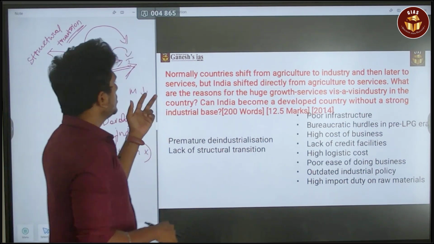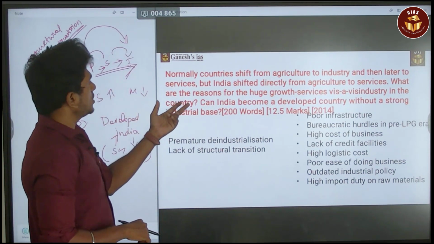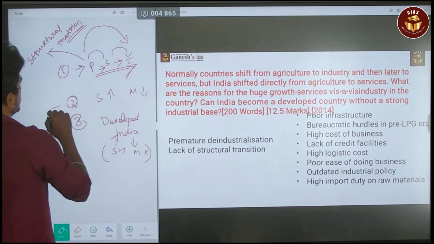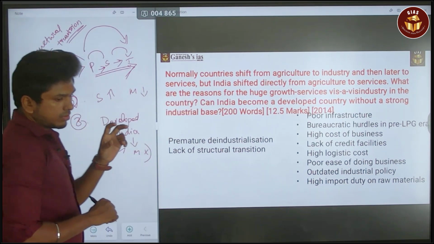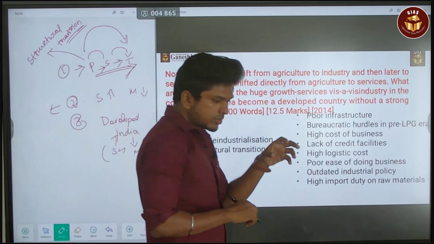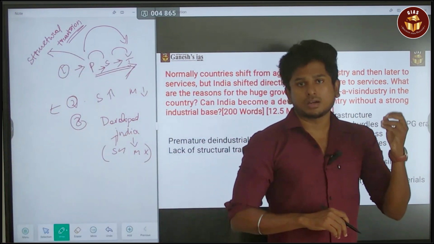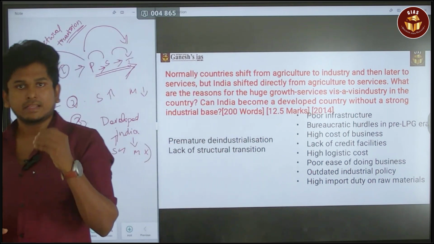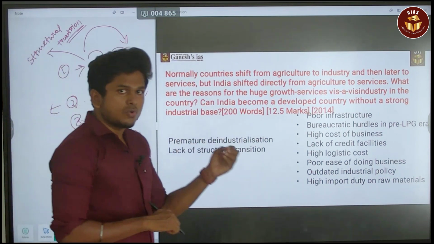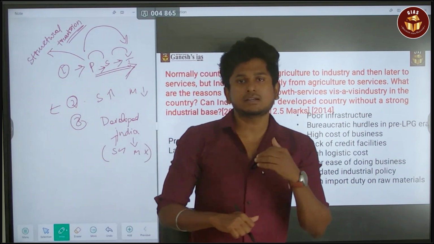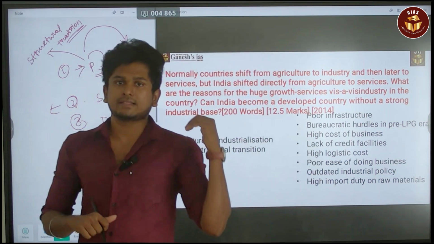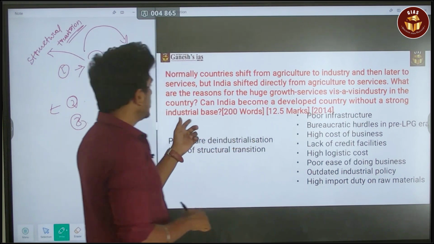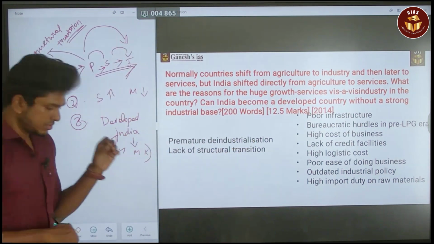Then the question is asking about the reasons for the growth of the service sector. So you need to know what reasons contributed to the growth of the service sector, and you also have to speak about the reasons that led to the downfall of the manufacturing sector. That also you need to give in this answer. Next, can India become a developed country without a strong industrial base?